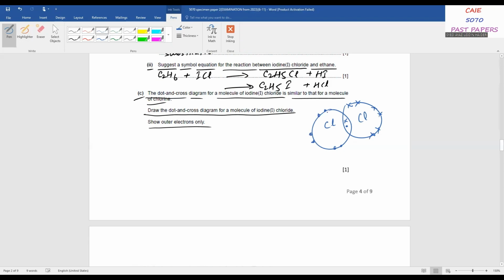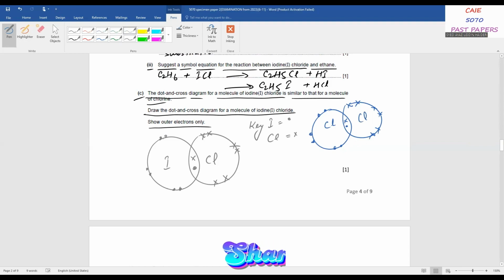Now here what you are having? You are having iodine chloride. We show the key. For iodine, I'm using dot. Chlorine, I'm using cross. Chlorine: 1, 2, 3, 4, 5, 6, 7. Iodine: 1, 2, 3, 4, 5, 6, 7.